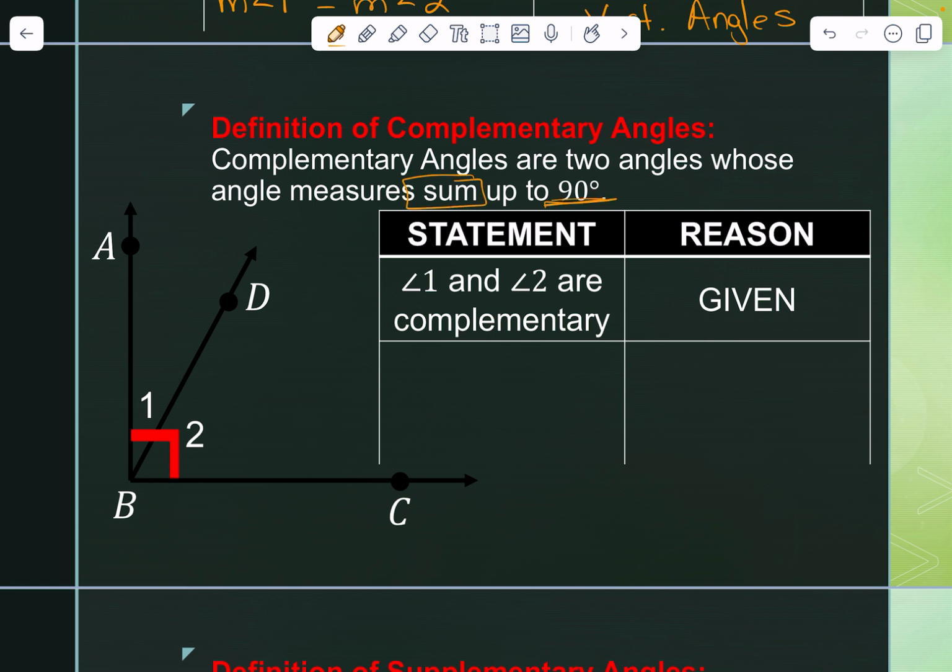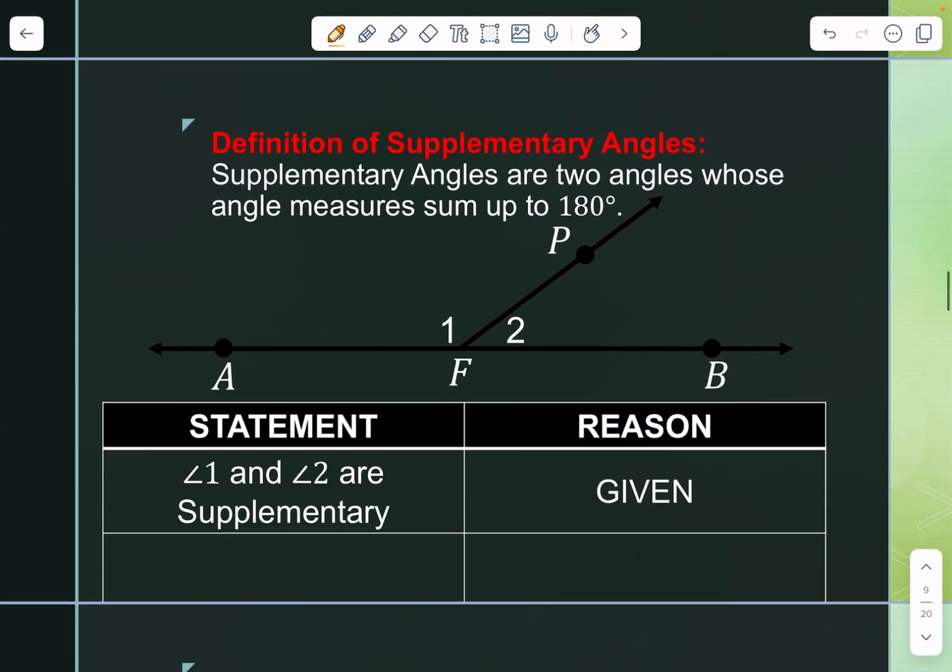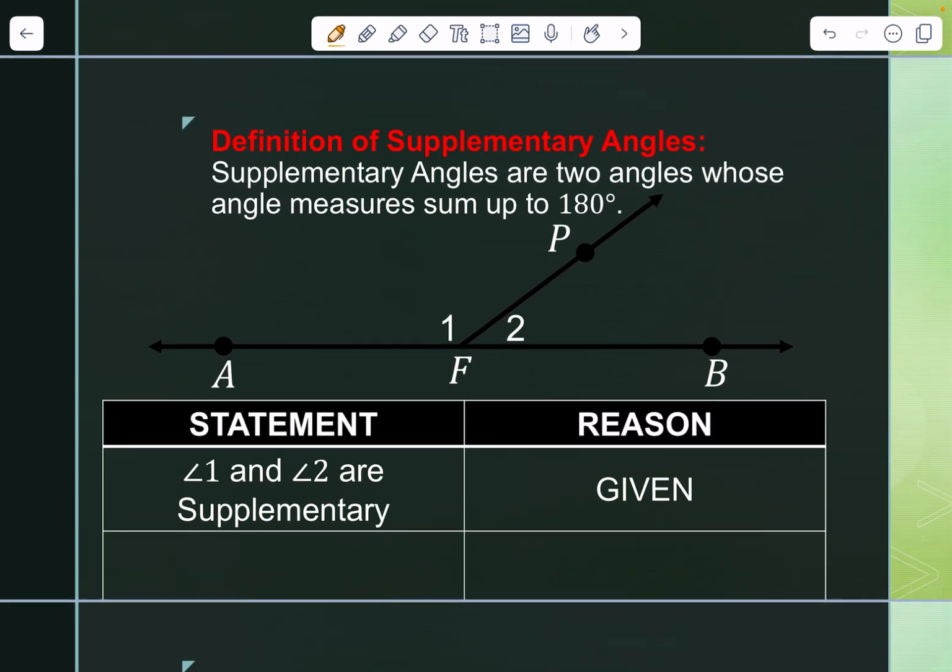Okay, next we have the definition of complementary angles. Complementary angles are two angles whose angle measurements sum up to 90. So again, we're talking about the measurements. If 1 and 2 are complementary, we know the measure of angle 1 plus the measure of angle 2 equals 90 degrees. And that is by our definition of complementary angles.